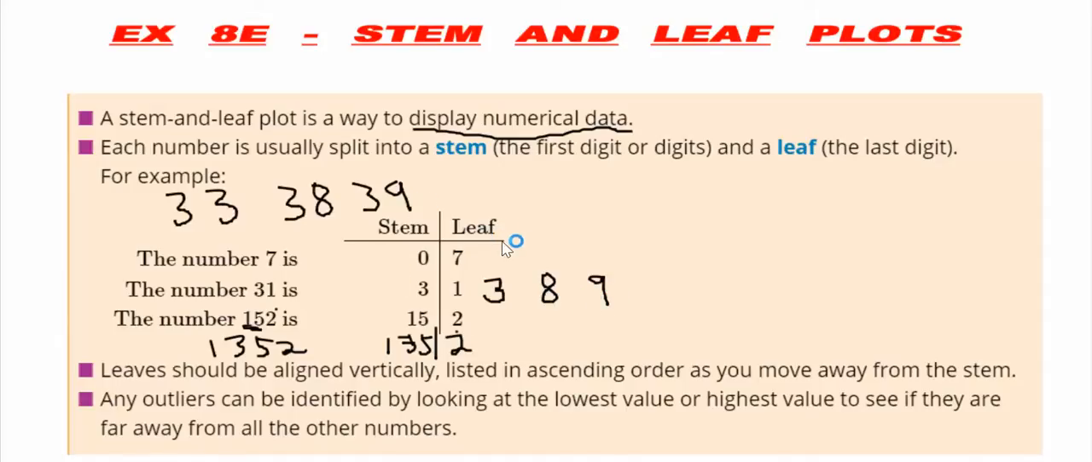And that's exactly how it looks. So you draw a table like this: stem on one side, leaf on the other. Then arrange your stem numbers on the left and your leaves on the right. So if you had 31, 33, 38, and 39, that would be how you would write it.